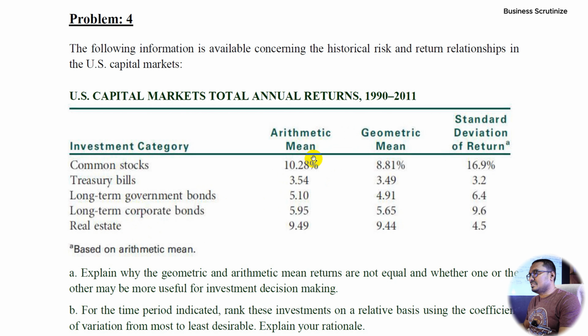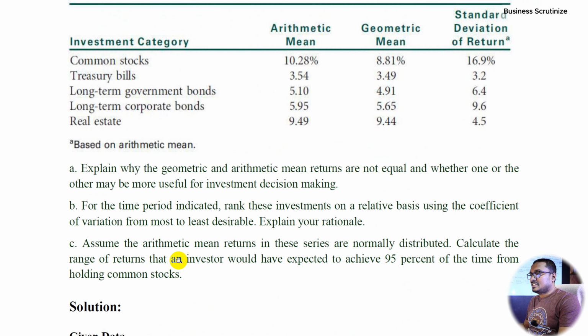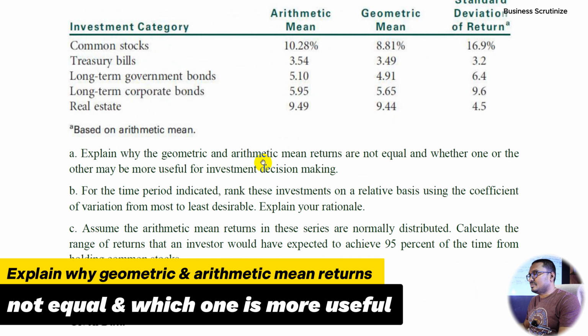Their arithmetic mean for common stock is 10.28%. In this way, treasury bills arithmetic mean, long-term government bonds arithmetic mean, and real estate arithmetic mean are given, and the geometric mean is also given for these investment categories, and their respective standard deviation, based on the arithmetic mean. So here we have to explain why the geometric and arithmetic mean returns are not equal and whether one or the other may be more useful for investment decision making.